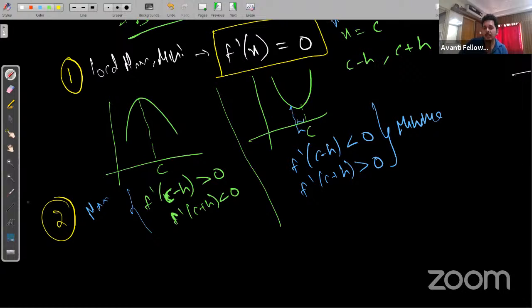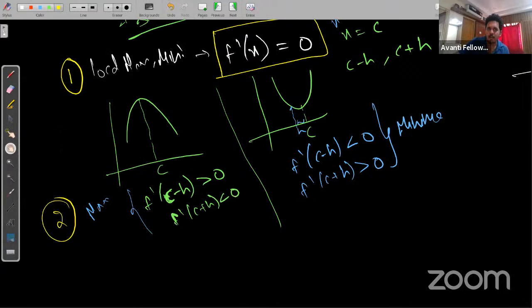Okay, guys, this one you understood or not? First derivative test. Then I will move on to the example. Guys, please tell me.